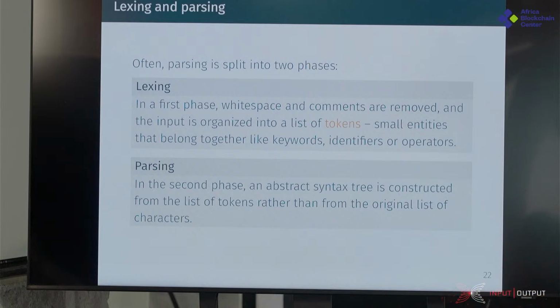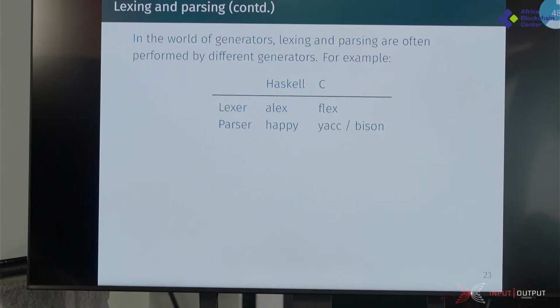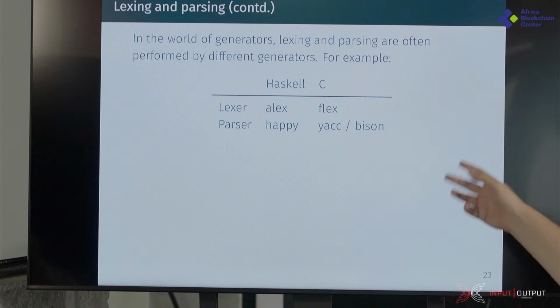So in C there are these tools. Yacc, I think, is a parser generator, but you also have lex, which is a lexer, or flex. So in C a lexer is, for example, flex, and the parser is Yacc or Bison. And in Haskell there are also tools like this: there's Alex, a lexer, and Happy, a parser.